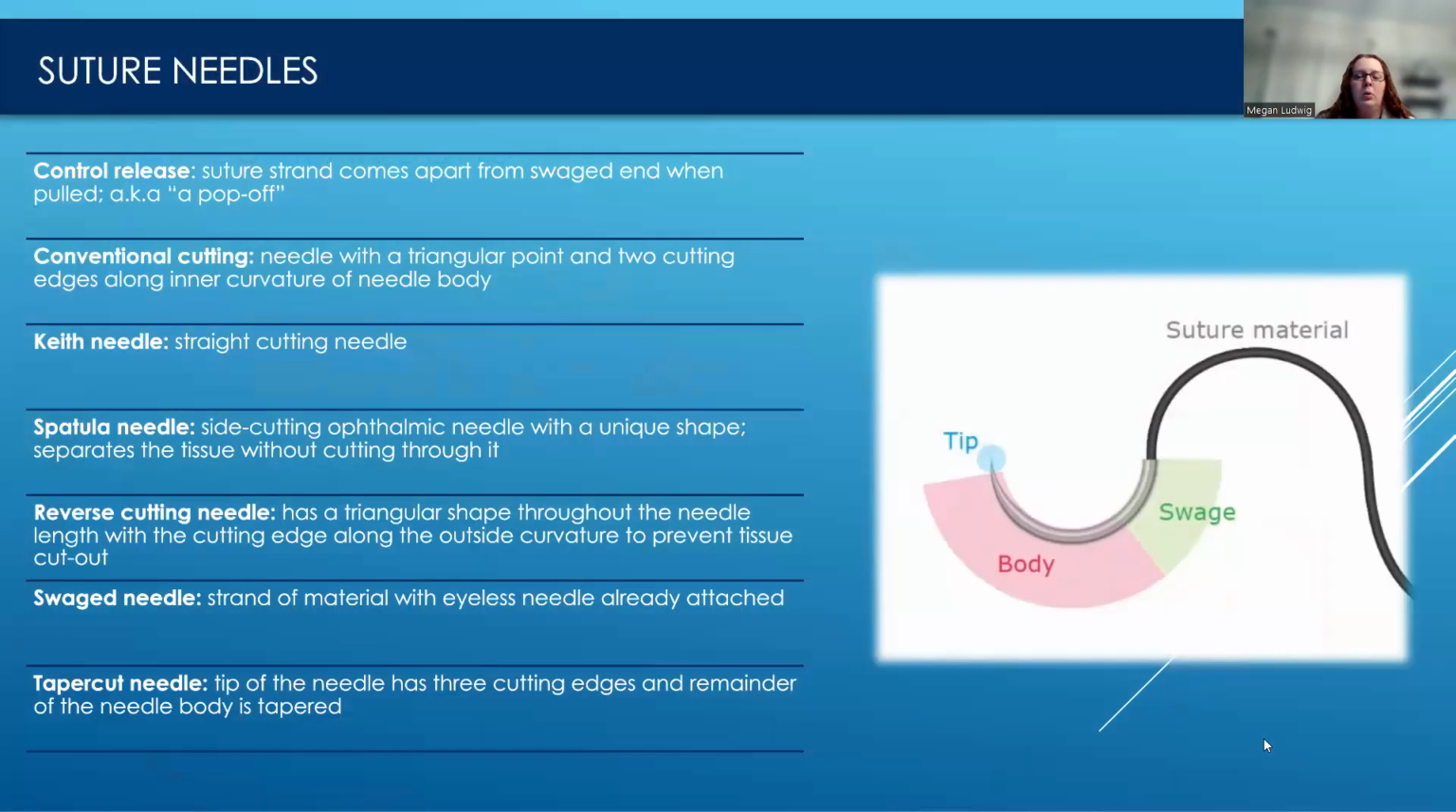So let's talk about needles. This is the next important consideration. So you've taken into consideration the type of tissue, the mono or multifilament, absorbable, non-absorbable, maybe even with the size, right, of the diameter.